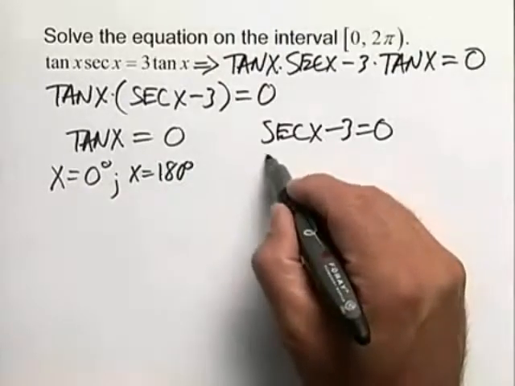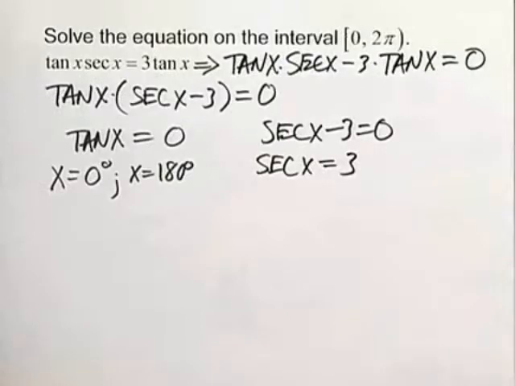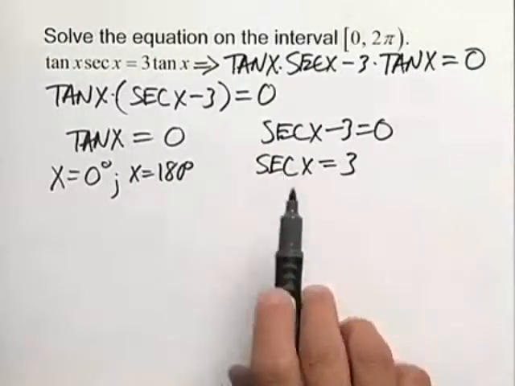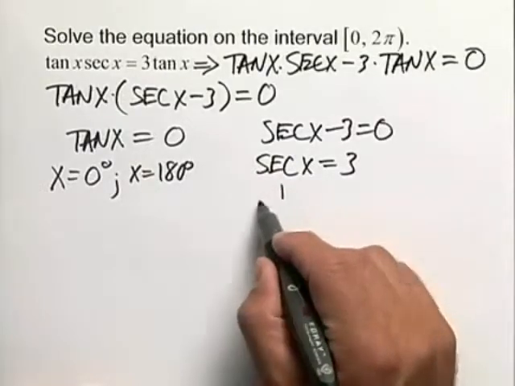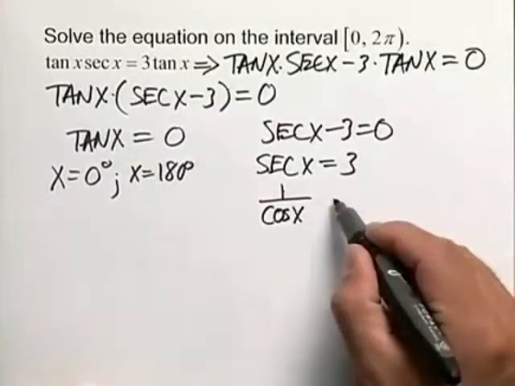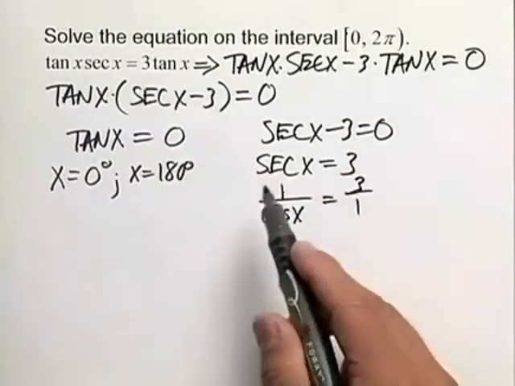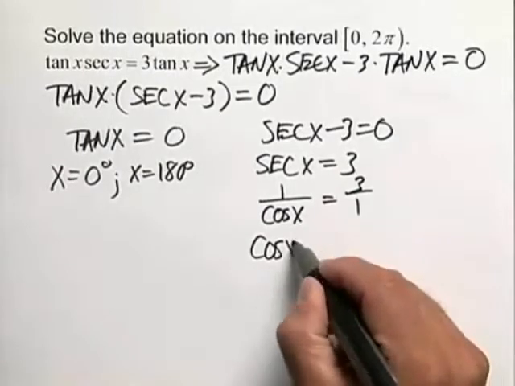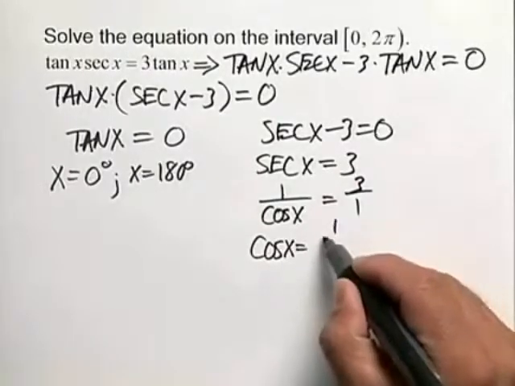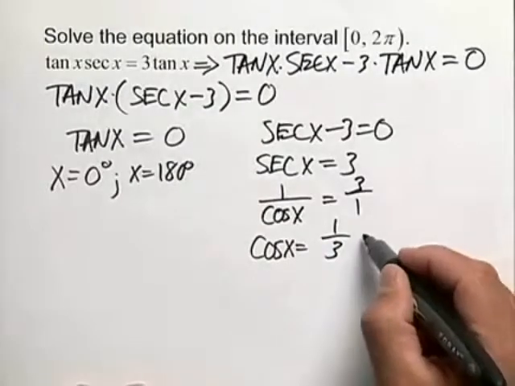We need to solve for the secant of x. We know that the secant of x is equal to 3. We have to remember our reciprocal relationship between the secant of x and the cosine of x. The secant of x can be written as 1 over the cosine of x equal to 3 over 1. Now, if you cross multiply, solve for the cosine of x, we obtain the cosine of x as being equal to a positive 1/3.